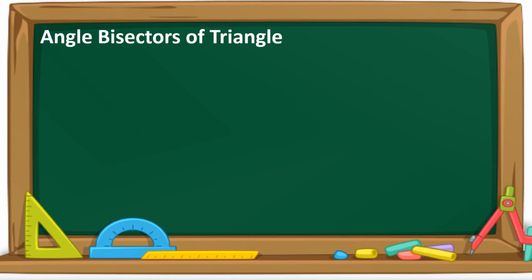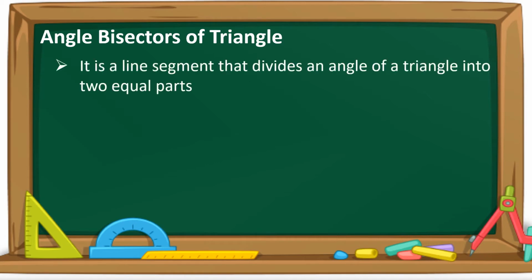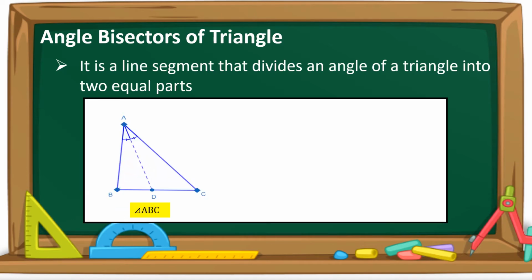Let us now study the angle bisectors of a triangle. It is a line segment that divides an angle of a triangle into two equal parts. Here is the illustration. So we have triangle ABC and line segment AD bisects angle A, which forms two equal smaller angles. So we have angle BAD congruent to angle CAD.